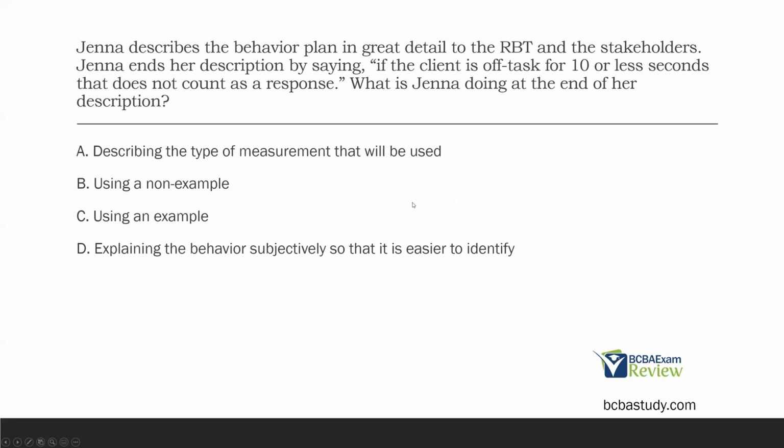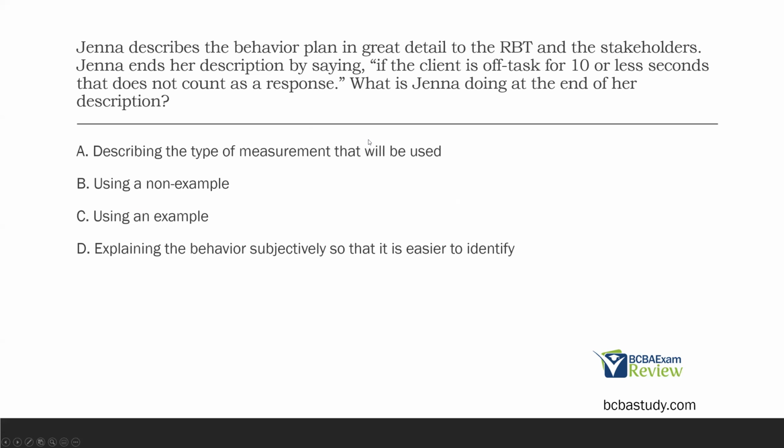Jenna describes the behavior plan in great detail to the RBT and the stakeholders. Jenna ends her description by saying, if the client is off task for 10 or less seconds, that does not count as a response. What is Jenna doing at the end of her description? What part of the prompt or the question are we worried about? We're worried about what Jenna is doing at the end of her description.